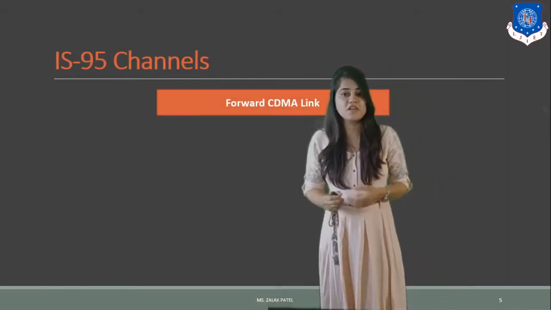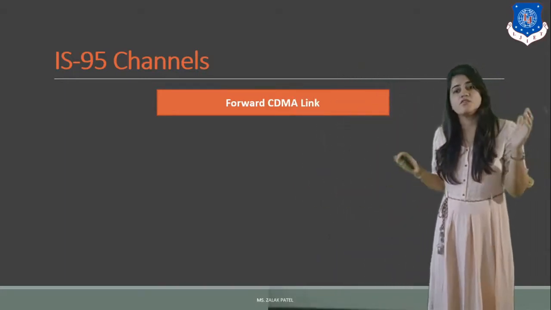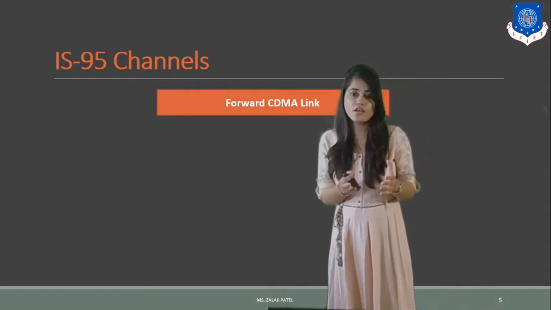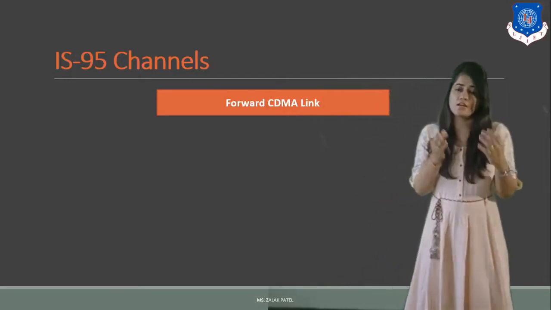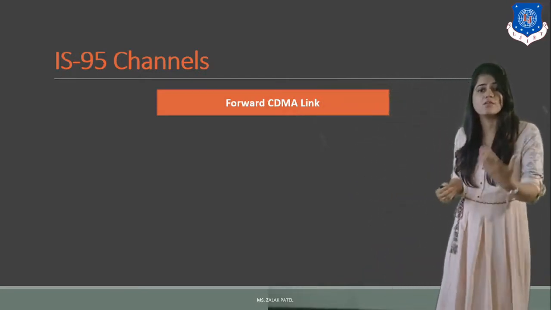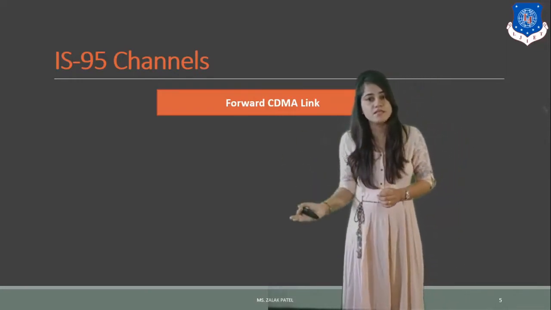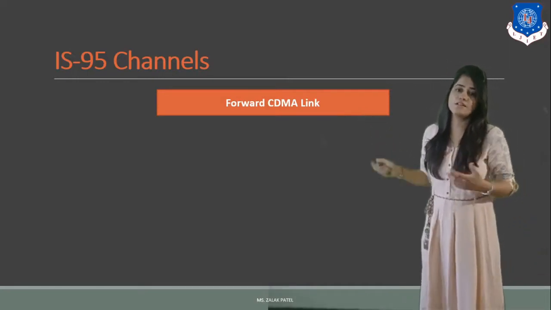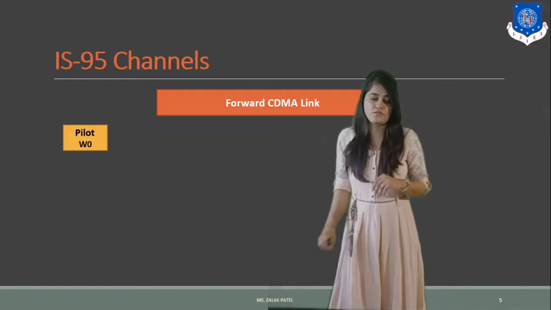For the GSM channels, we discussed that there are forward channels as well as reverse channels. Forward channel means it is one type of downlink channel. Downlink means from the base station to the mobile station. And uplink means it is one type of reverse CDMA channel, and it is from the mobile station to the base station. The forward CDMA channels can be further classified.